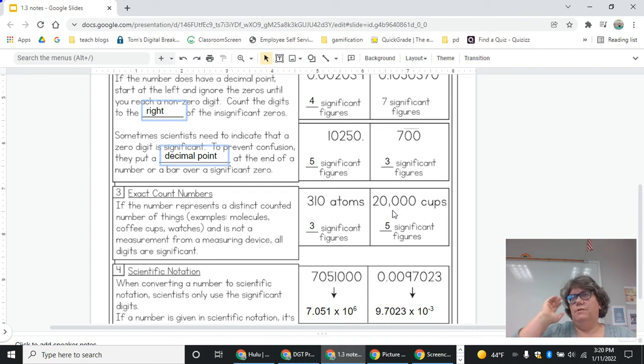Same here with these cups. We count cups. That's the amount of them. So there are 5 significant figures here. Every number is significant because it's not a measured number, it's a counted number.